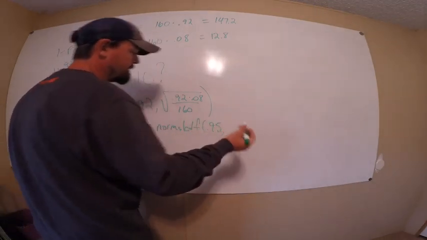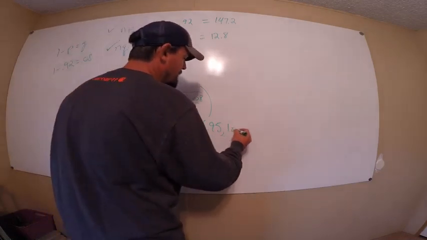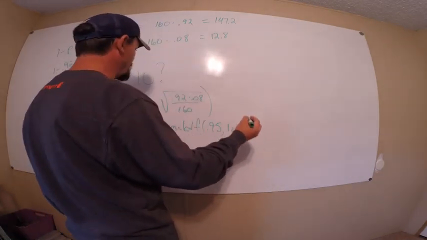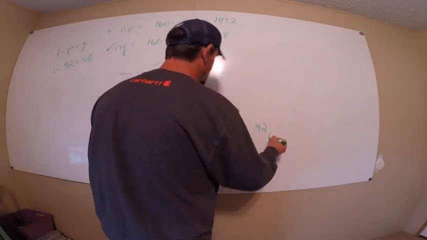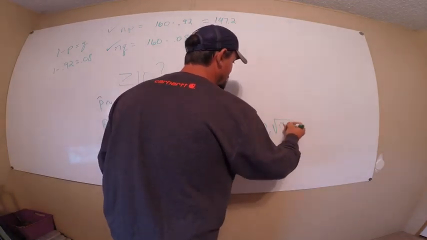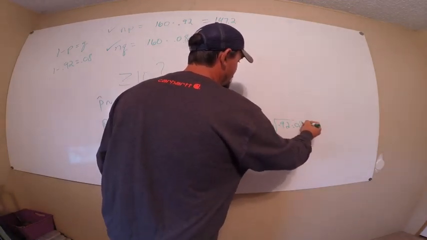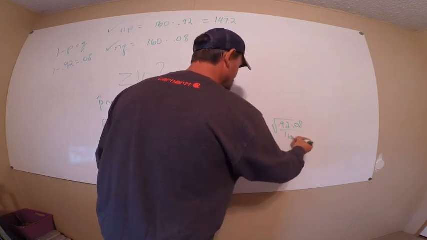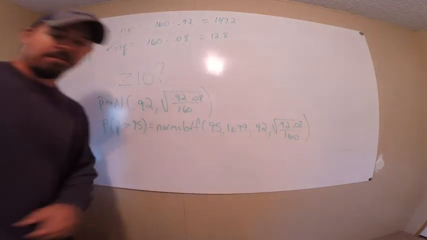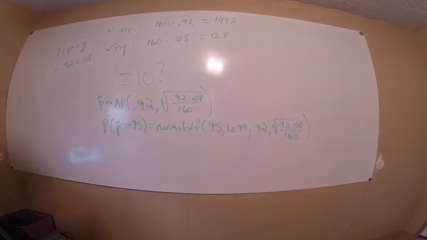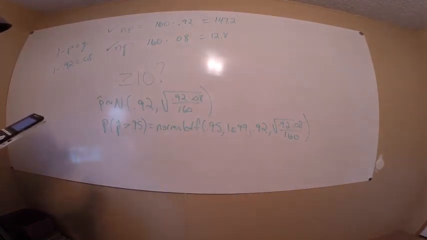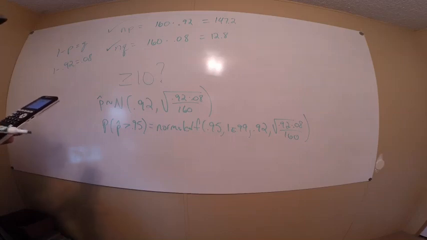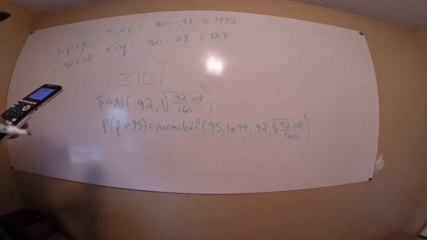0.95, 1E99, and then my mean here is 0.92. My standard deviation is the square root of 0.92 times 0.08, all divided by 160. So if I type that in on my calculator, second distribution, normal CDF, get it all typed in. 0.95 is your lower bound, 1E99 is your upper bound. Get your mean and your standard deviation typed in.